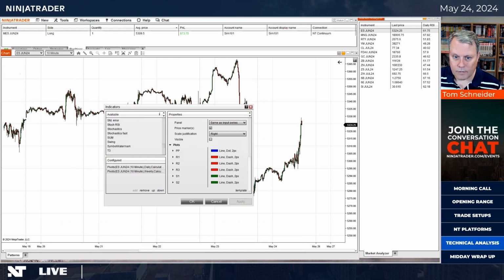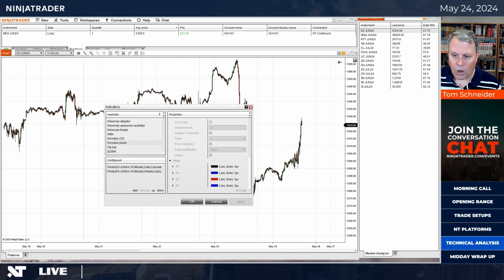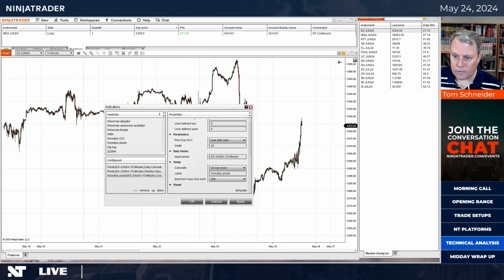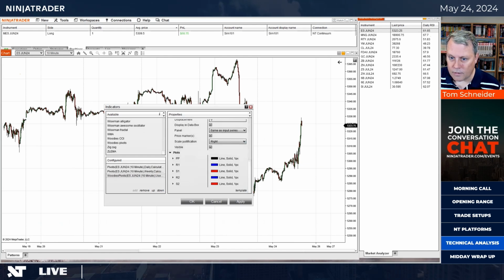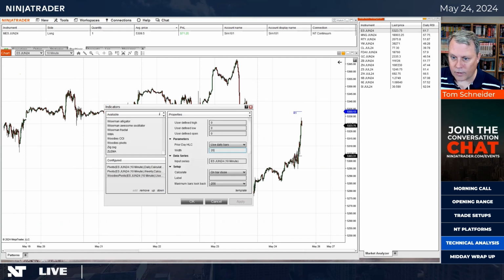Woodie's pivots. Woodie is one of the long-time technical analysis users who stumbled upon this method of using pivots. Let me just, so different coloring system here. We're going to hit apply and okay. And what I'll do is I'll extend that. I think the same thing I can do is make the width a little bit more.